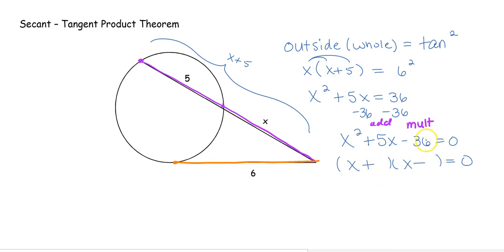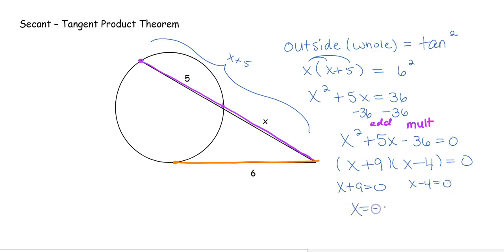So we start with numbers that multiply to give us 36. We could think 3 and 12. Yes, and 3 and 12 multiply to 36, but they can't add to 5. If I do 3 and 12, I could get 15 if I added them. If I subtracted them, I could get 9, and I want 5. So let's look at other options. 9 and 4. If I multiply to get 36, add to 5, I would need a positive 9 and a negative 4. Then we set each piece equal to 0 and solve.